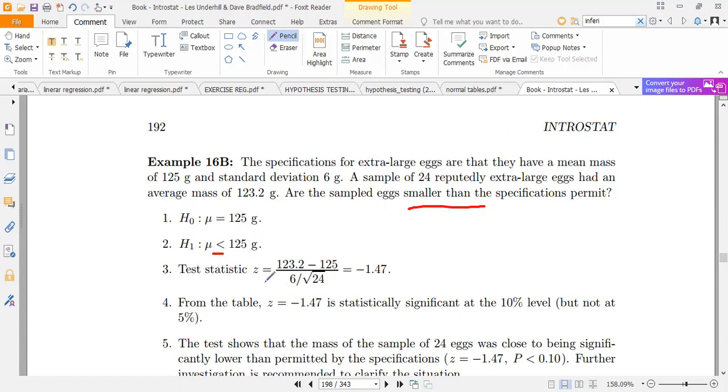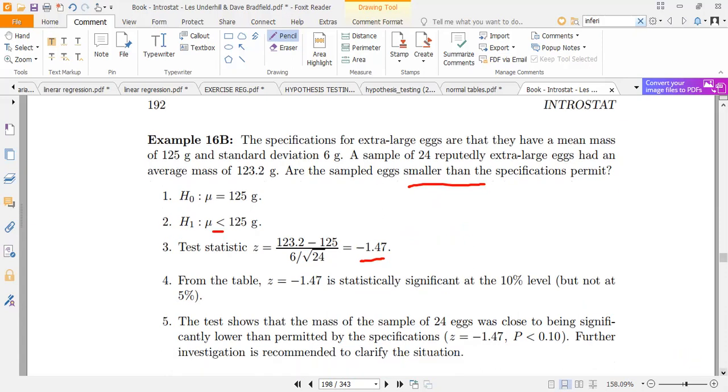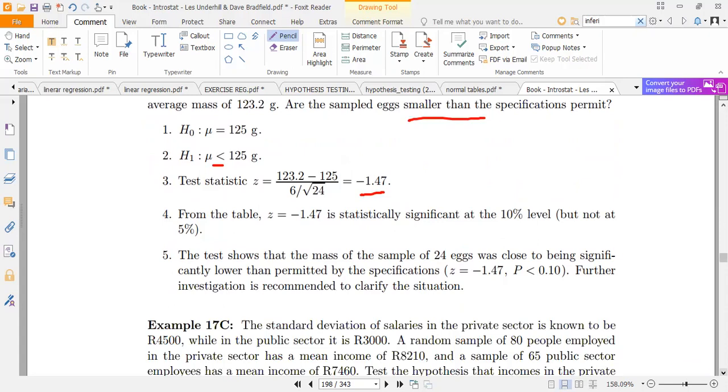Since it's smaller than, we're using the less than part here. So our statistic: we start with x bar, which is 123, minus the mu, 124, over 6 over root of n. So we get negative 1.47. Whenever we're not given a level, the standard is 5%. At 5%, what is our Z for a single-tailed test? 1.645. Then at 10%, what is our Z? 1.28, excellent. So we can compare it at 1.645.